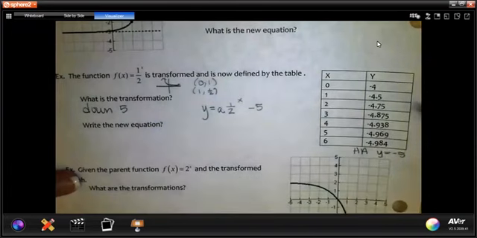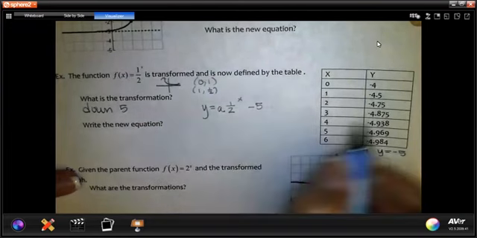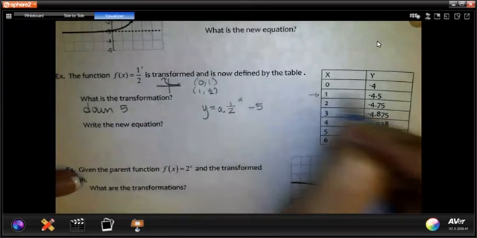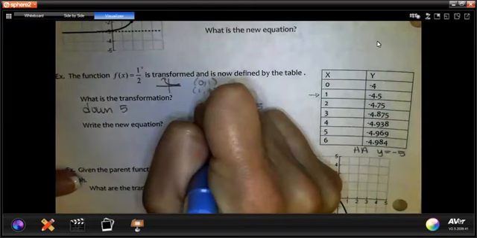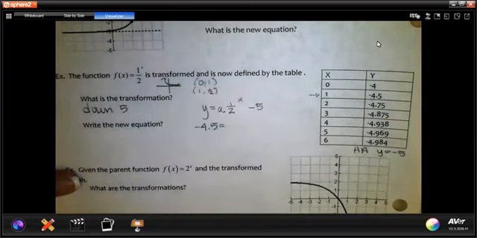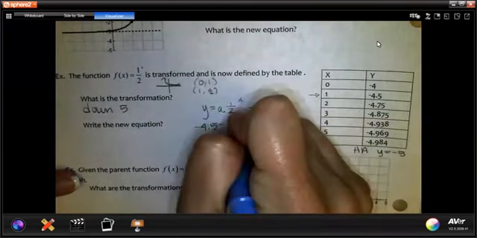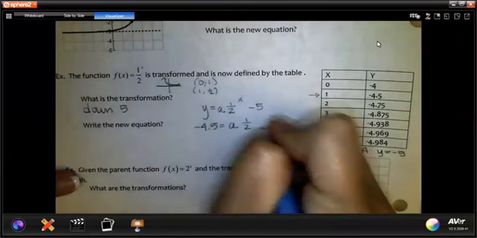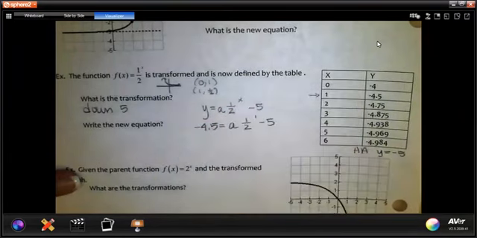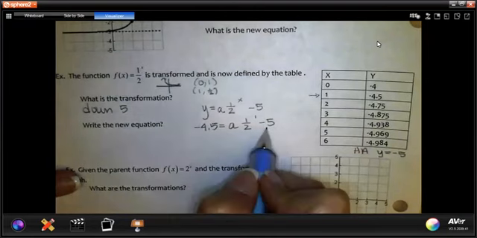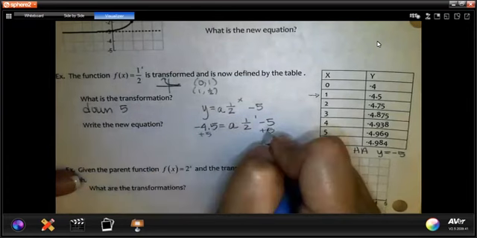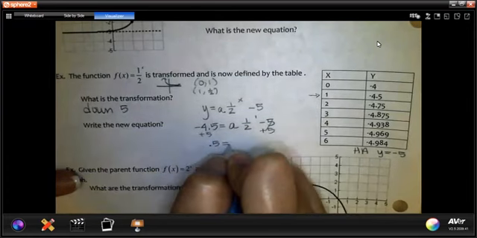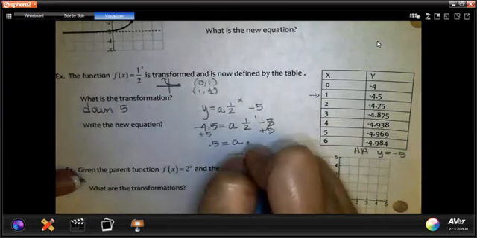And then I would take any one of these points and plug it in to verify what this a value is. So I'm going to go ahead and take this very next one, (1, -4.5), and plug in that point. So I get -4.5 is equal to a times 1/2 to the first power minus 5. I start by adding 5 to get it to the other side. That gives me 0.5 is equal to a times 1/2.